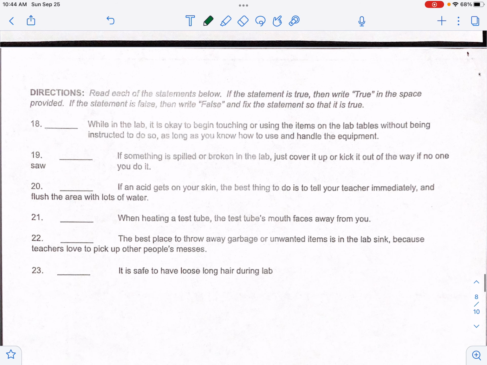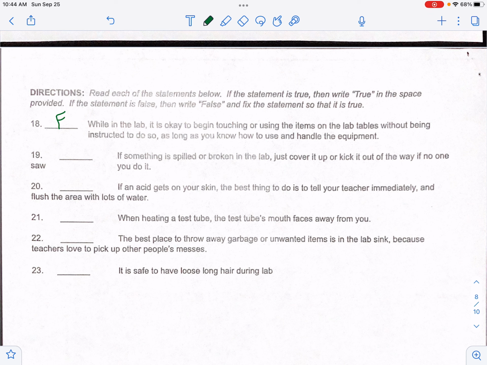Okay, so now it's coming down to true, false. If it's false, we're going to correct it. So number 18, while in the lab, it is okay to begin touching or using items on the lab tables without being instructed to do so, as long as you know how to use and handle the equipment. That would be false. So please make sure before you start anything, we have to go through directions first because, again, something as minuscule as adding water to acid versus acid to water can cause problems real quick.